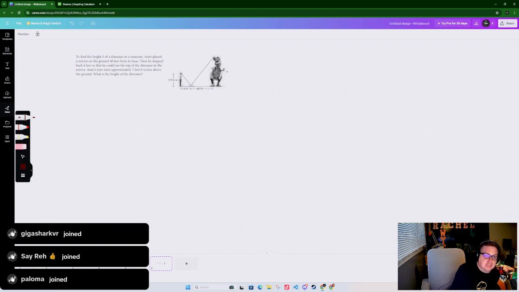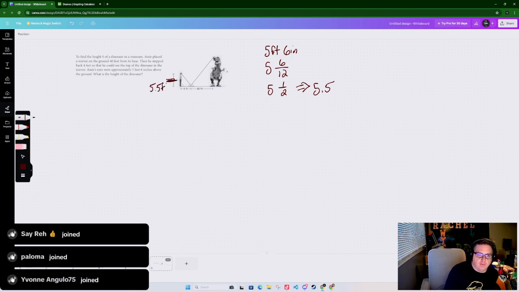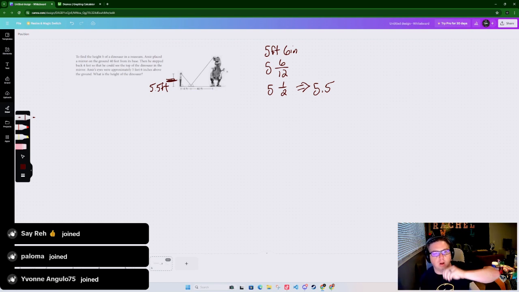5 feet 6 inches. Well, unfortunately, that means we got to do a little conversion. 5 feet 6 inches is going to be 5 and 6 over 12, which is going to be 1/2, which hopefully you're going to say is 5.5. So we're going to cross this out, and we're going to put 5.5 feet to make sure that we are standard in our units throughout the entire problem. We don't want to mix and match. That will really get us.